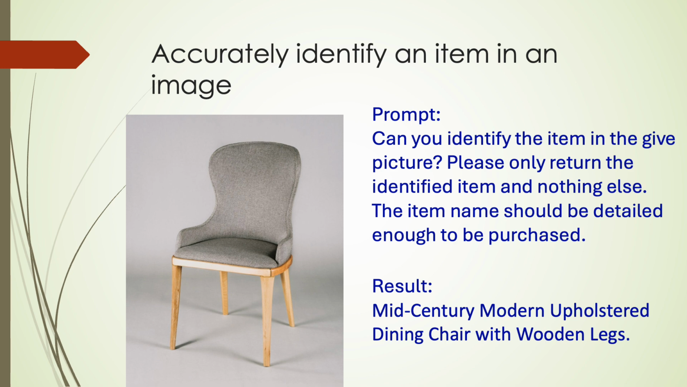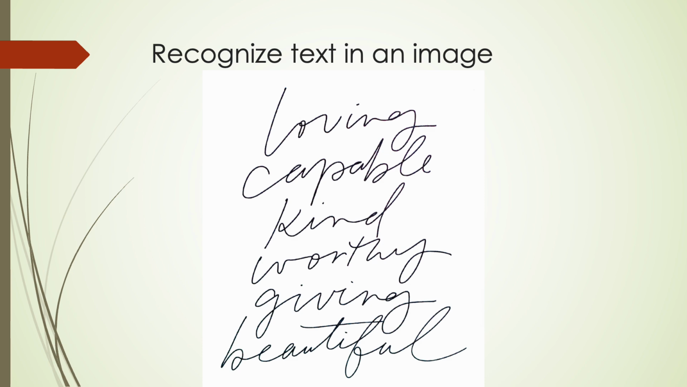This time, the identified product description is more detailed and can be used for further processing like searching on Amazon or Google Shopping. With GPT Vision, we can easily recognize text in an image, even handwritten text.